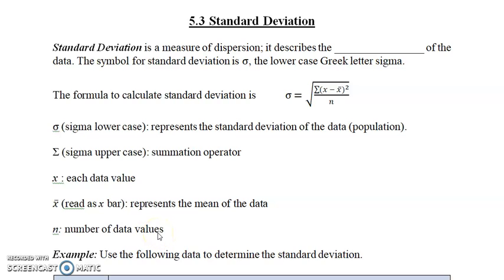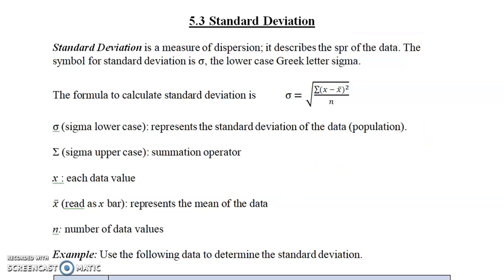We're looking at standard deviation. And what is standard deviation? Standard deviation is the measure of dispersion. It describes the spread of the data, so how the data is spread out. And we're going to learn more about that in the next few sections to get an understanding of what that represents. The symbol for standard deviation is the Greek letter sigma, right here.